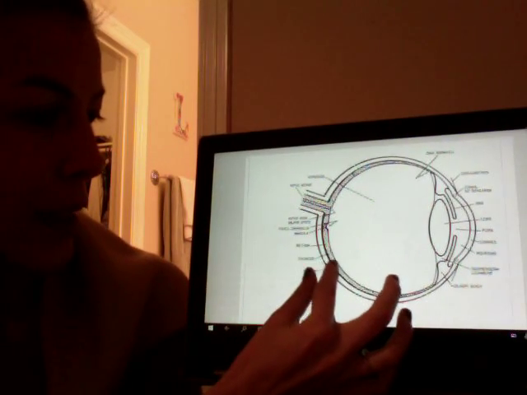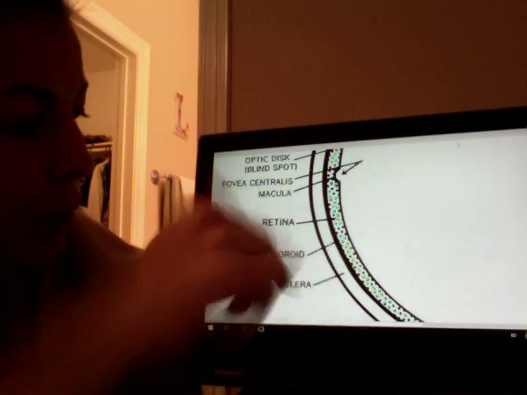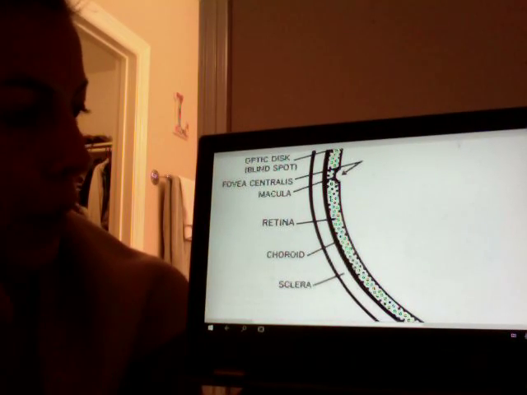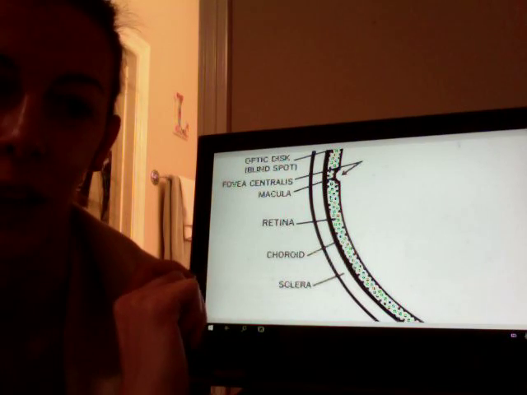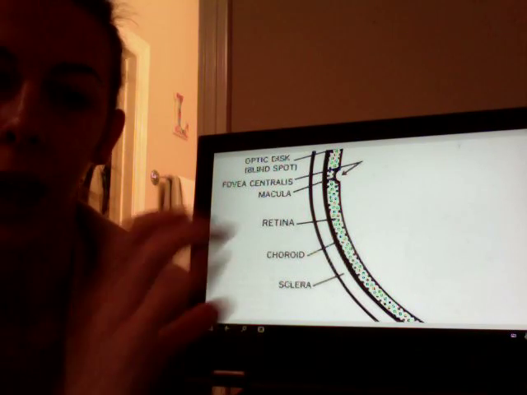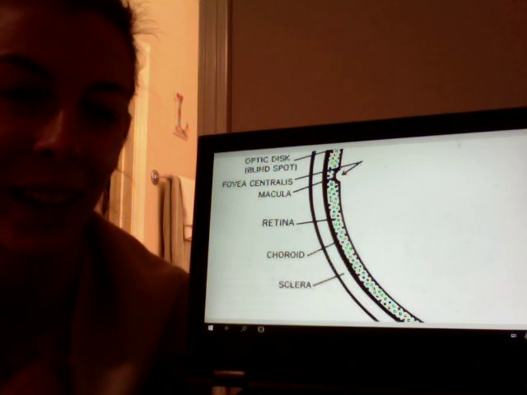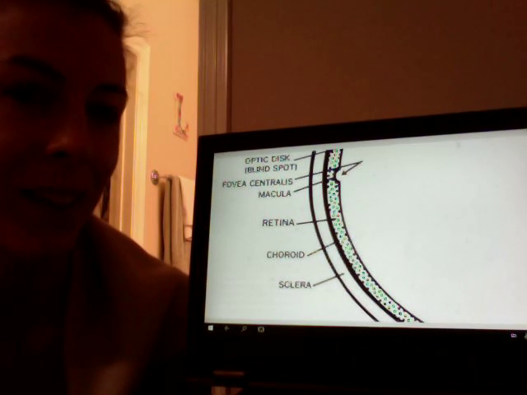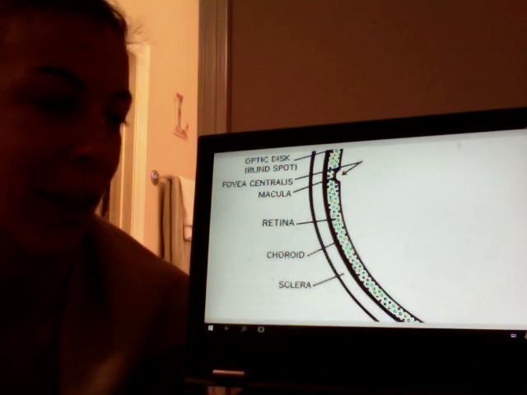The next part of the eye I'm going to talk about is the sclera. You can see, I'm going to zoom in here, a few different layers of the eye. The sclera is actually the white part of the eye I talked about briefly. It's a thicker layer that holds the eye together and maintains its shape. It's also the layer that the muscles that move the eye are attached to.